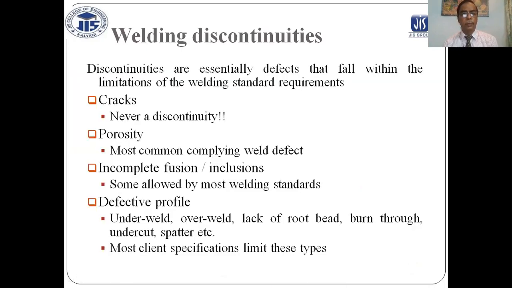Welding discontinuities are essentially defects that fall within the limitations of the welding standard requirements. Cracks are never a discontinuity. Porosity is the most common weld defect. Incomplete fusion and inclusions are allowed to some extent by most welding standards. Defective profile includes underfill, overfill, lack of root bead, burn through, undercut, and spatter. Most client specifications limit these types.